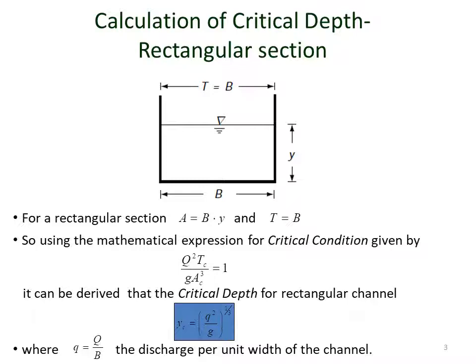So we can see the rectangular section at the top, and for the rectangular section, the top width, capital T, is equal to the breadth, capital B, and the flow depth, let's call it small y. So the cross section of flow here is given by capital A equal to B into y, and of course the top width is given by the breadth of the channel, equal to B, which is a constant for rectangular channels.